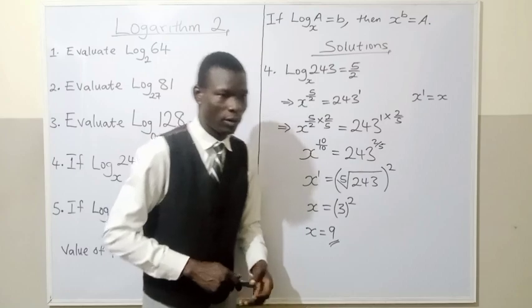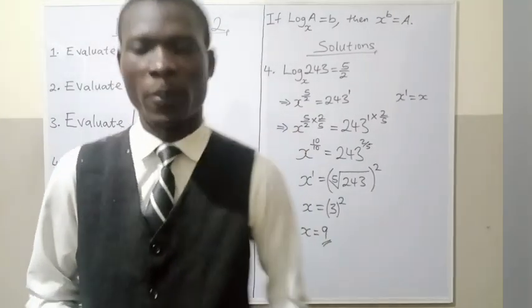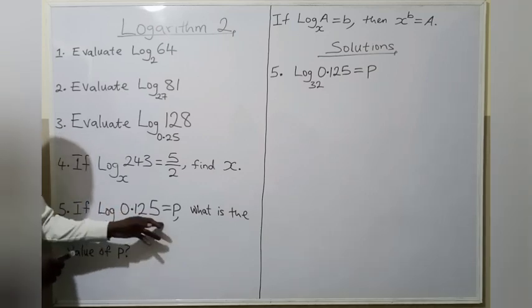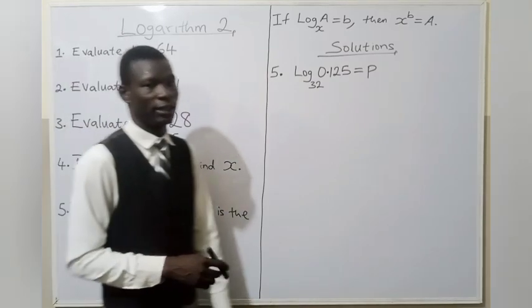That's question number 4. And to the final question, which is question number 5, we move. If log 0.125 to base 32 equals p, what is the value of p? So let's try the silence teaching.